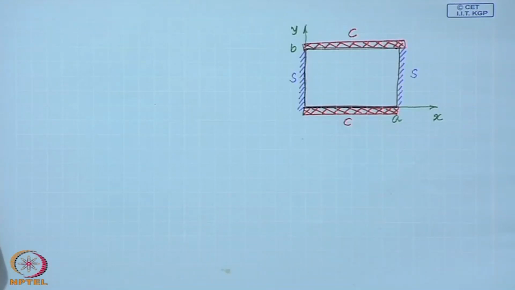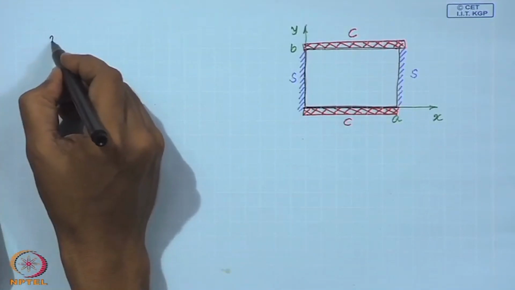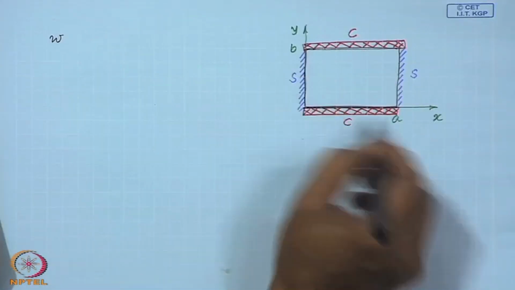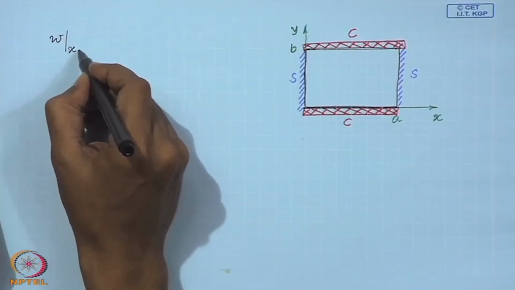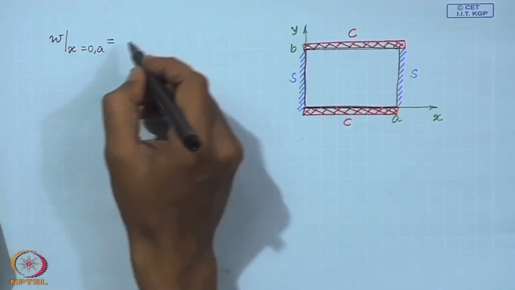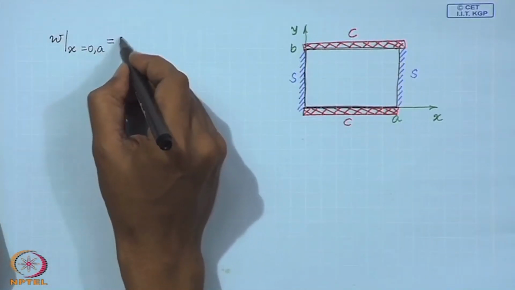So, the boundary conditions for such a plate, the mathematical representations, are that the displacement at x equal to 0 and x equal to a must be 0.